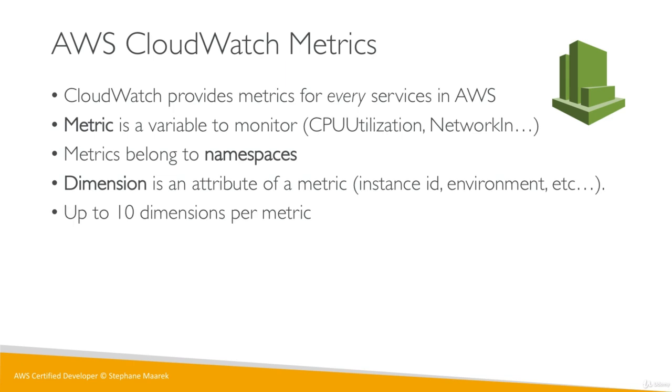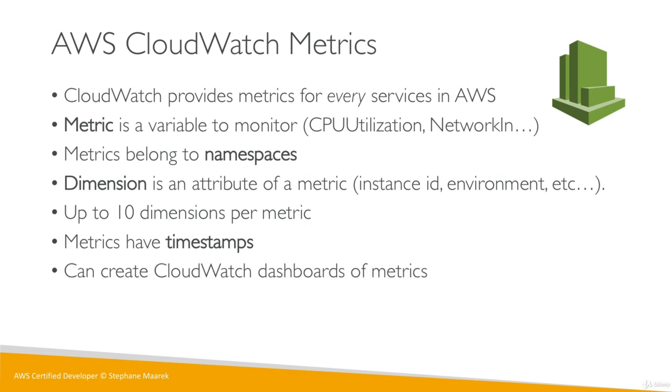Now we can have up to 10 dimensions per metric, so we have quite a playground to slice and dice, and metrics will have timestamps. So each metric, when you send it to CloudWatch or when it is sent to CloudWatch automatically, will have a timestamp of when things happened. And out of all these metrics, we can build CloudWatch dashboards, and that's really cool because we get a visual aspect of how things work in our environment.